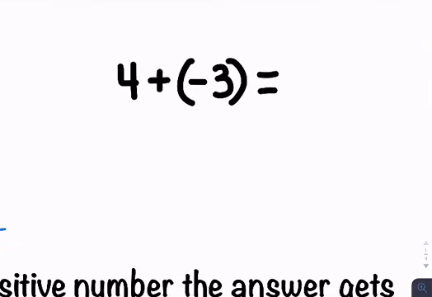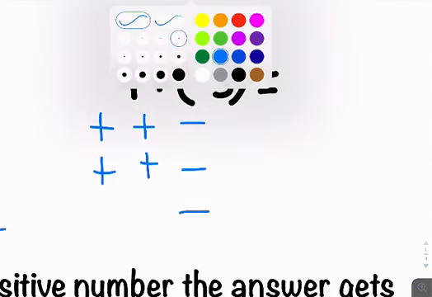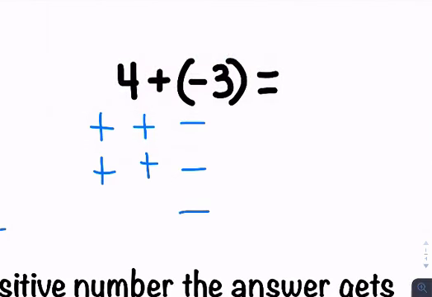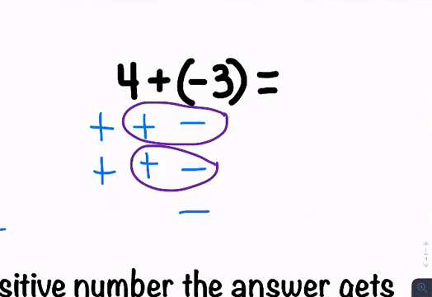If we do 4 positives and instead we add 3 negatives, we now can make 0 pairs. And remember, 0 pairs are just one positive and one negative, because together they cancel each other out. So there's a positive and a negative. They make 0. We circle it because it looks like a 0. There's another 0, and then one more 0. We are left with positive 1.